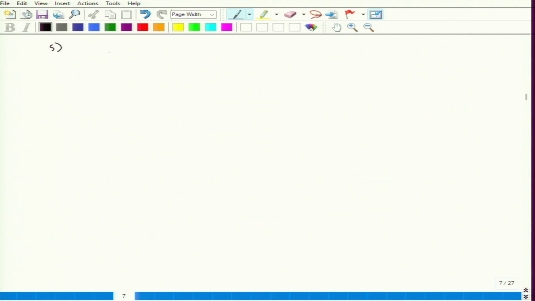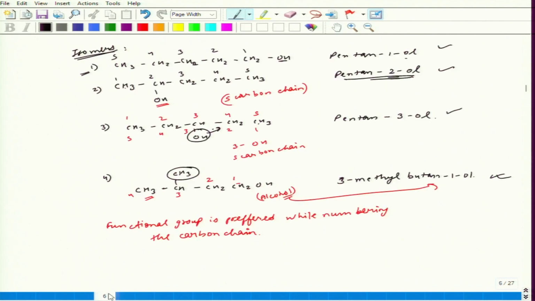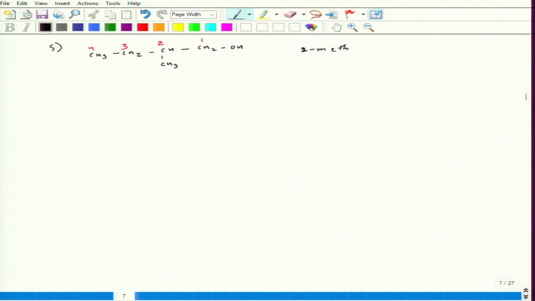There are a few more structures possible for this. Similarly, I have done CH3, CH2. Again, I have just changed the position of the methyl group, keeping the OH functional group the same. The naming will start from the OH functional group, the carbon nearest to the functional group. So 1, 2, 3, 4. So its name will be 2-methyl. I have done 3-methyl. Yeah, in that case I have done 3-methyl. Yeah, 2-methylbutan-1-ol.